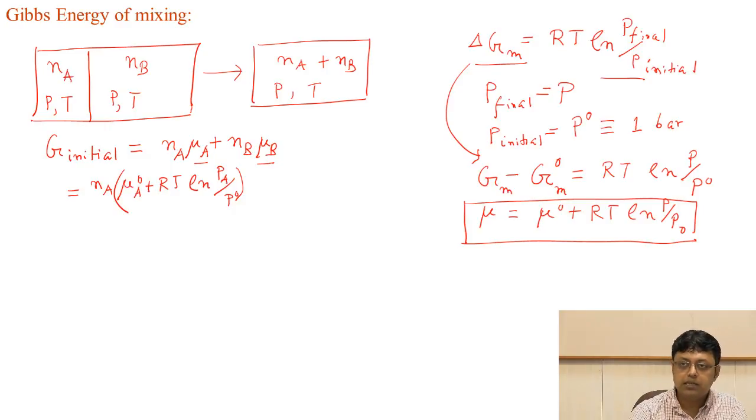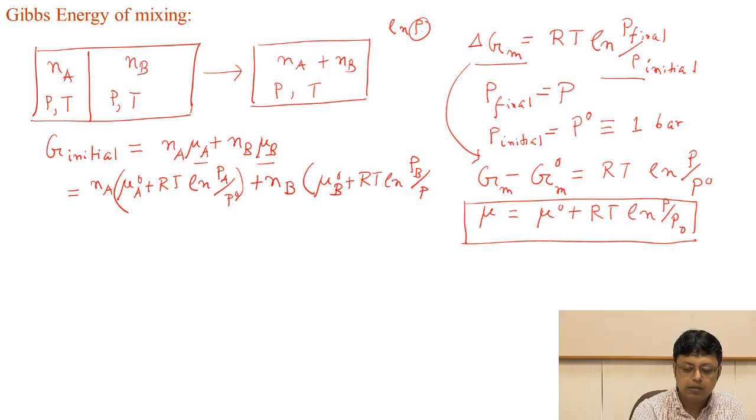Some textbooks actually drop this P0, which means there is an inherent P0, and they just write ln P. But remember that this P is unitless. It has to be, because it's a logarithm of a number. So the idea is that it is expressed in units of bar, which means we are dividing it by 1 bar. And similarly for Nb, component B, we can write mu B0 plus RT ln PB by P0.